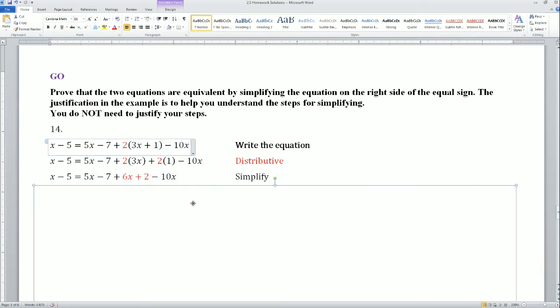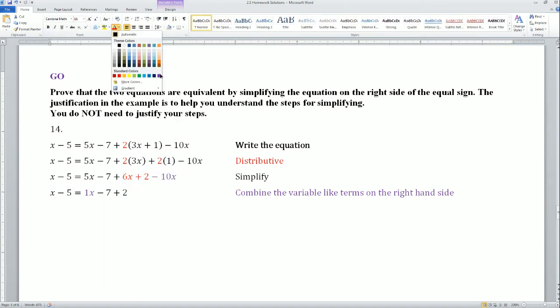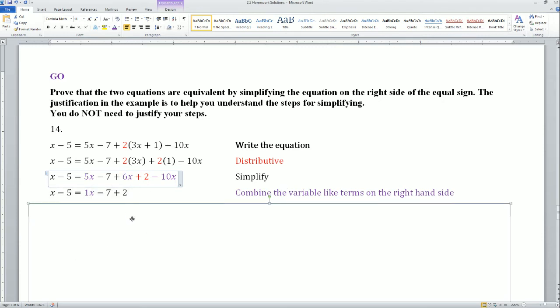Good? Next, you want to combine the variables of the like terms. So I had the negative 10 here. Right, the negative 10 here was purple, and the 5x here is also purple. Right, and the 6x. Right, 5x plus 6x minus 10x gets you 1x. Okay, that's what you're gonna do after you combine the variables.